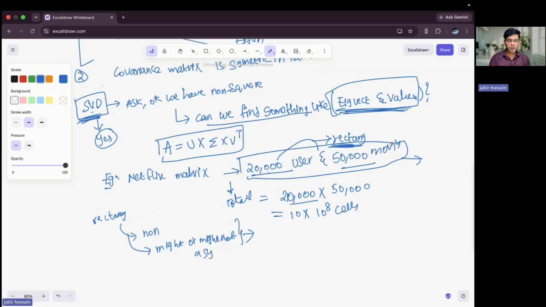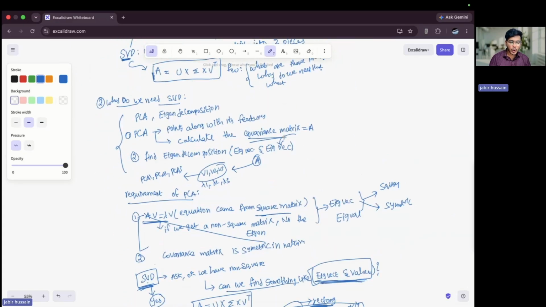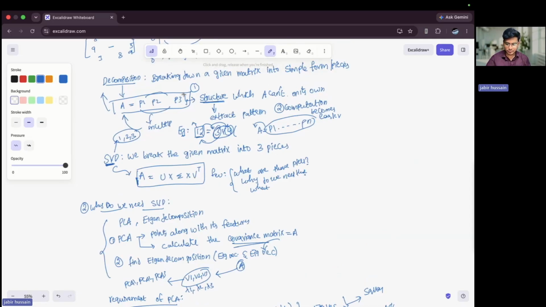Okay, got it. Now, I hope you have got the idea of why we need SVD and what SVD is. SVD is nothing but breaking down the given matrix into three fundamental pieces, and these three fundamental pieces are important, and each piece represents something. I'll tell you what it represents and how, but the definition is breaking down the given matrix into three fundamental parts. Simple definition.